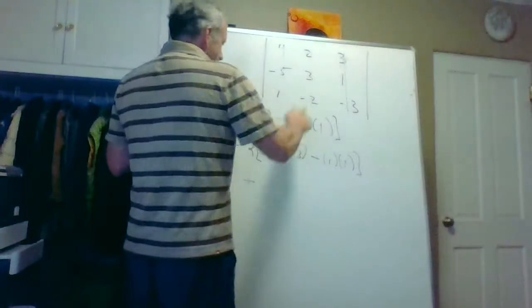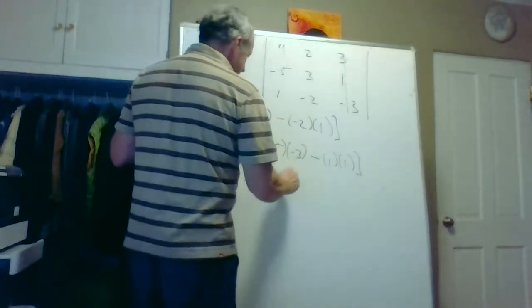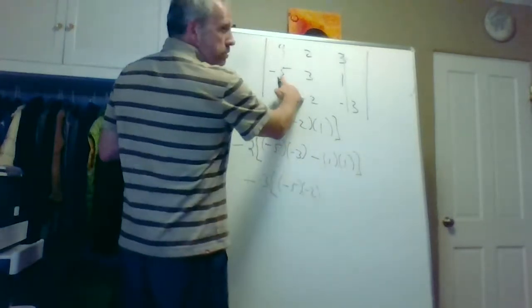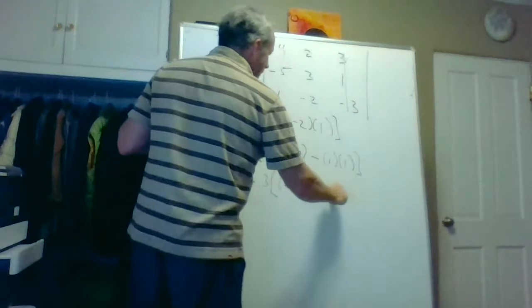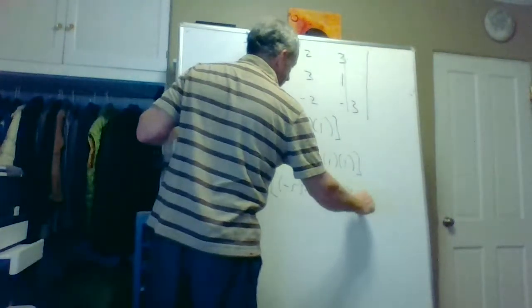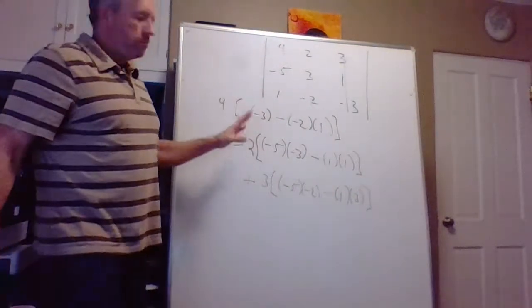What do we have left here? We're going to have 3 times -5 times -2. -5 times -2, that's those two numbers right there. Minus, we're going to find the product of these two. So 1 and 3. Now, can you calculate this?